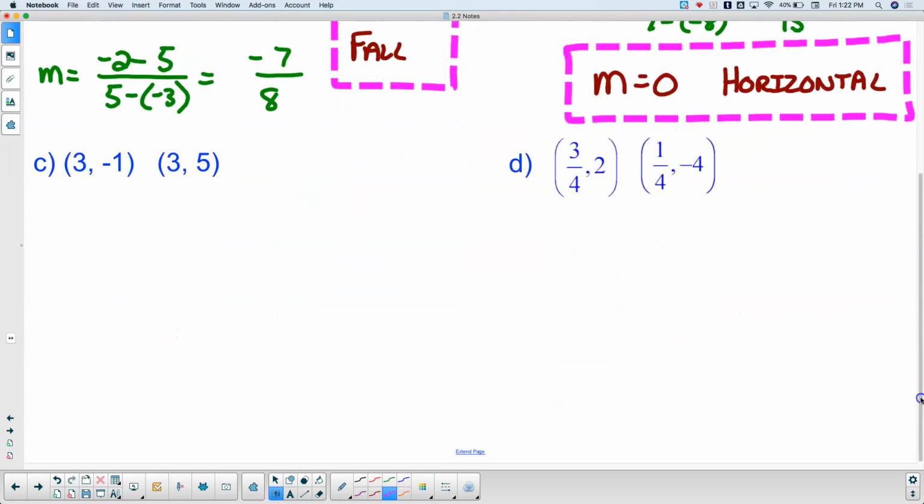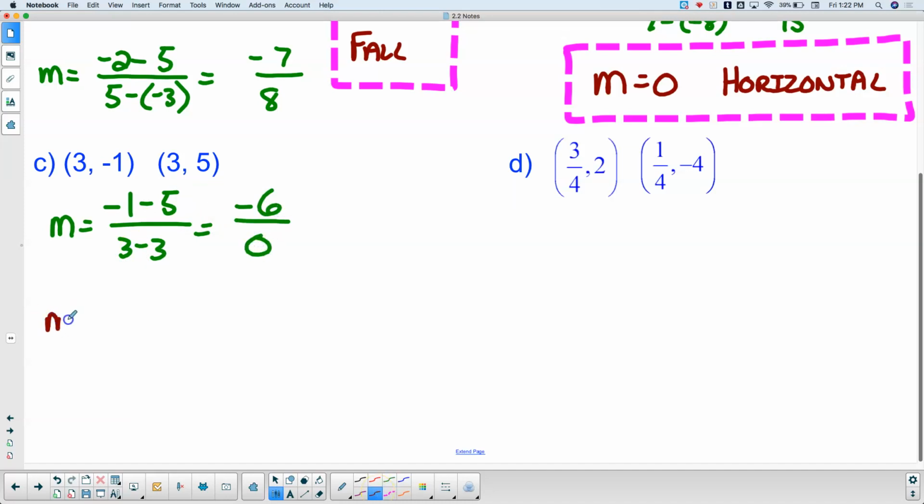Third one, my slope here is going to be -1 minus 5 over 3 minus 3. That's -6 over 0, which is undefined, so my slope here would be undefined. And that makes it a vertical line.